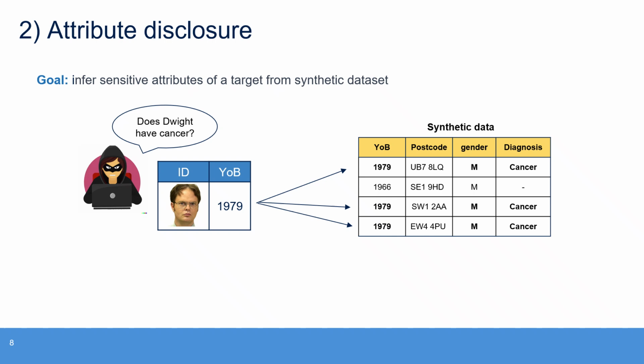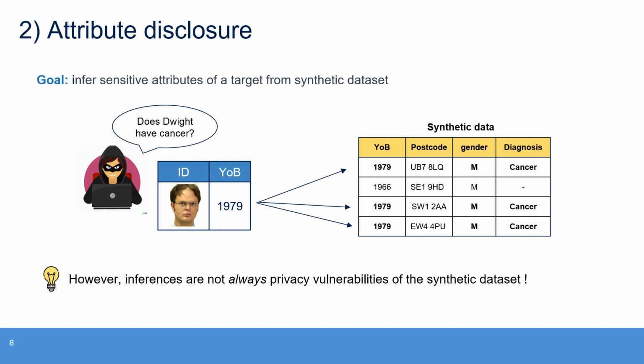Attribute disclosure is when someone uses synthetic data to guess hidden characteristics about a person. For example, predicting someone's condition from their age and the postcode. However, not all inferences are privacy risks. If the information could be guessed from general knowledge, like smokers are more likely to get lung disease, that's not a vulnerability of the dataset itself. So we only worry about new information that could be learned because of the synthetic dataset.